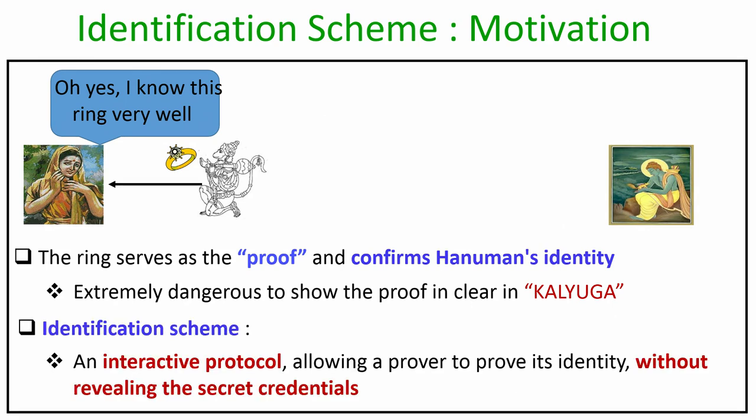So, an identification scheme is a cryptographic primitive. Basically, it is an interactive protocol between two entities which allows a prover to prove its identity, in this example Hanuman, without revealing the secret credentials, namely the ring.